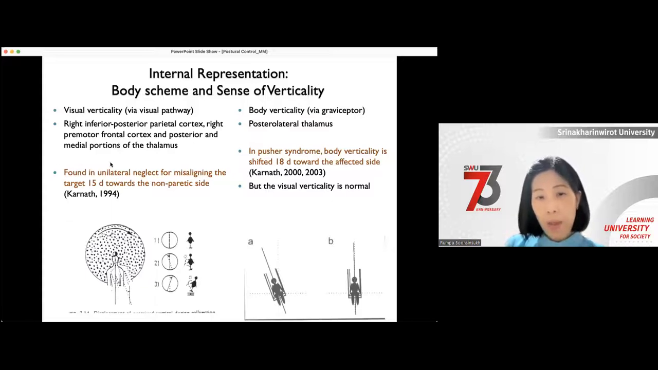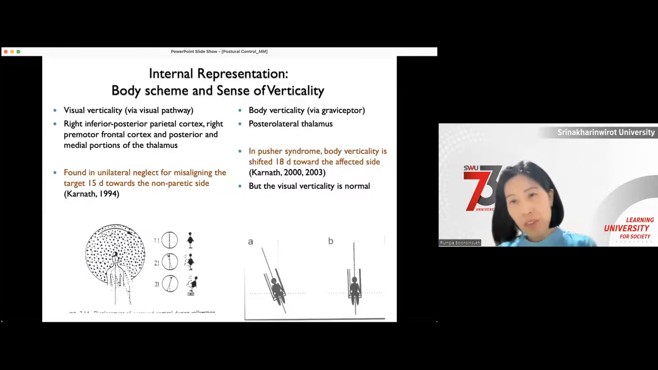Okay, and the problem with visual verticality is also found in stroke with unilateral neglect, because they misalign the target toward the non-paretic side. So you can see that a person with unilateral neglect, when they sit, probably does not sit upright. They will tilt their body 15 degrees toward the non-paretic side, which is the right side.